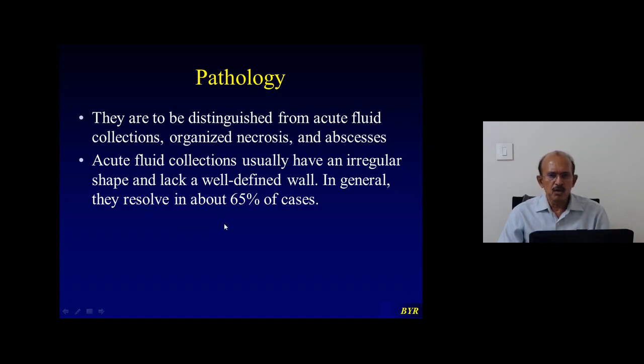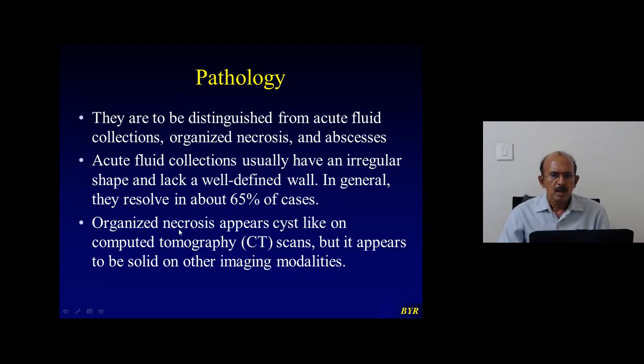So in the previous class, I told you about this acute fluid collection in acute pancreatitis. So this occurs in moderate and severe acute pancreatitis. Organized necrosis appears cyst-like on CT scan, but it appears to be solid on other imaging modalities. Abscess is an infected area of necrosis or infected area of fluid collection. So around the pancreas, due to acute pancreatitis, there can be these formations.